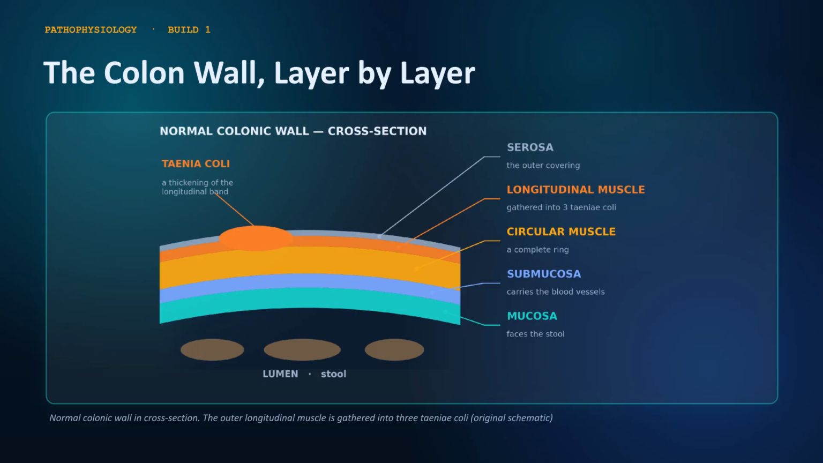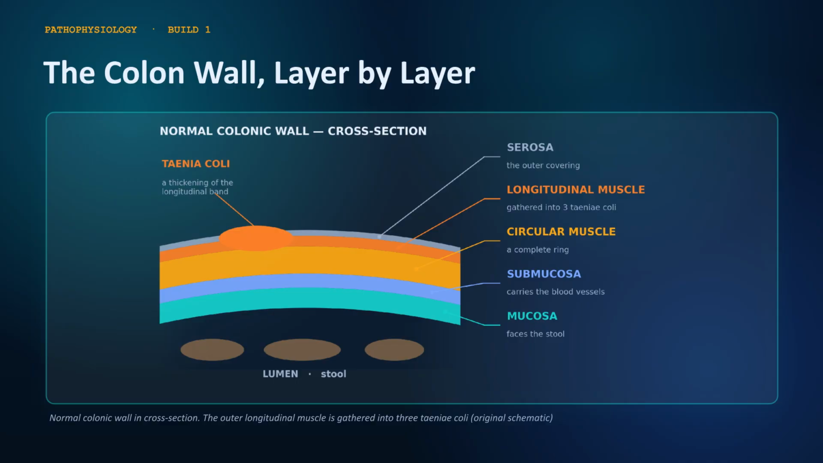Let us build the mechanism, and we start with normal anatomy. Look at this cross-section of the colon wall. From the inside out, first the mucosa, the lining that faces the stool. Then the submucosa, a connective tissue layer that carries the blood vessels. Then the muscularis propria, which has an inner circular layer and an outer longitudinal layer. And here is the colon-specific detail. That outer longitudinal layer is not a complete sheet the way it is in the small bowel. It is gathered into 3 thick bands called the taenia coli, and then the serosa on the outside.